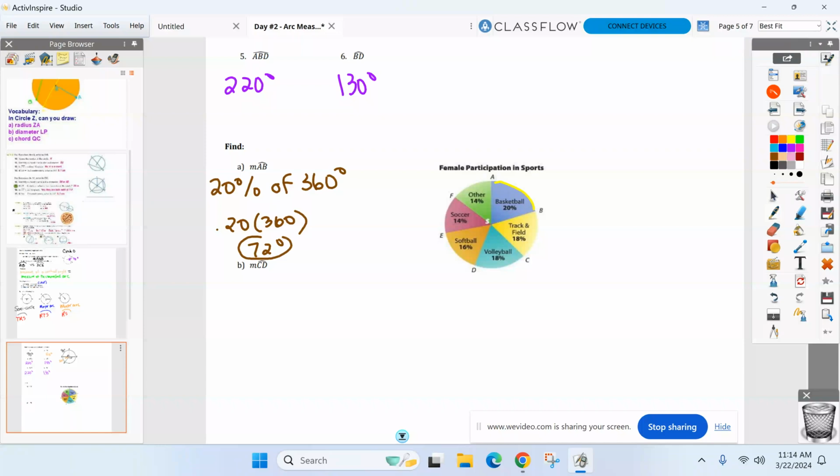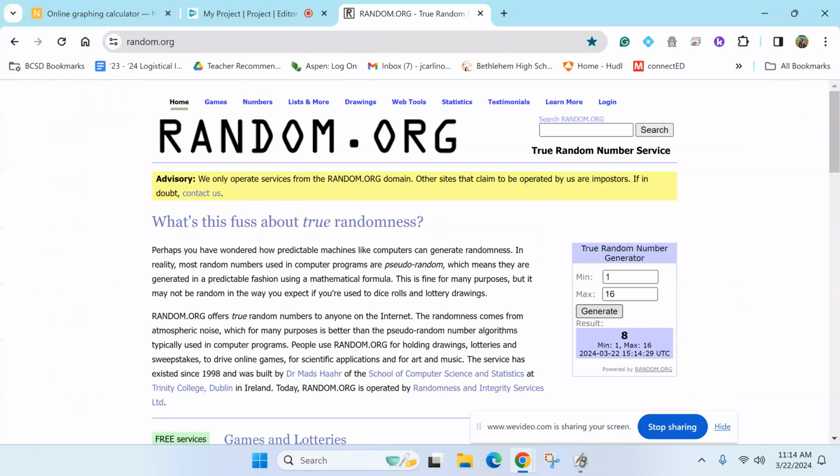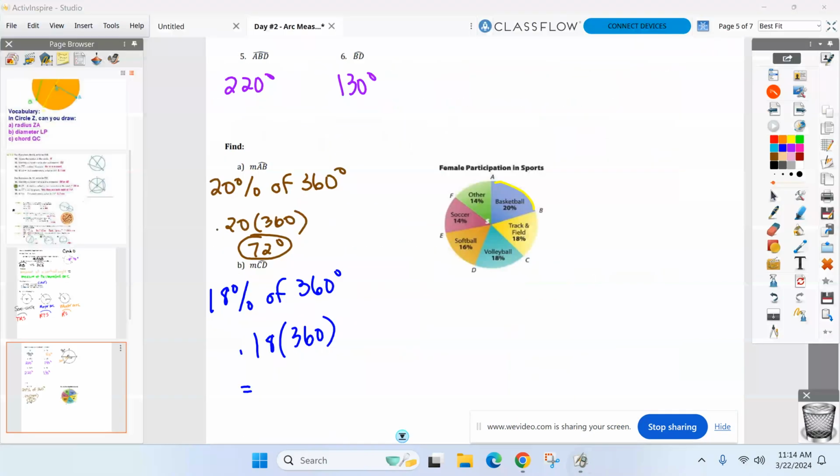All right, let's do it one more time, but now for arc CD. Arc CD, 18%. So it looks like 18% of 360 degrees. And what are we looking for there? How many degrees? Josh? 64.8. Oh, thank you.